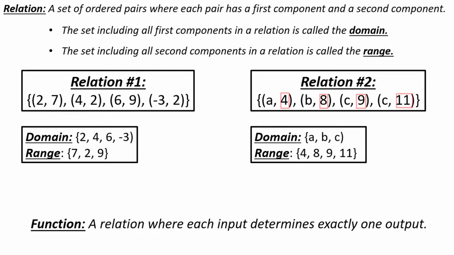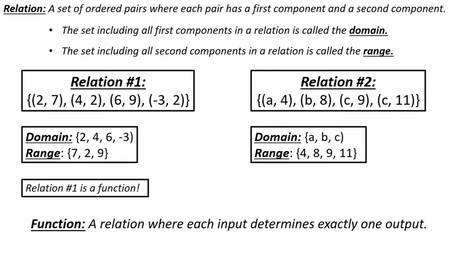A function is a relation where each input or first component determines exactly one output or second component. Our first example is a function. Each input only occurs once, so there is no issue. The output of 2 occurs twice, which is not a problem. If each input occurs only once, you will always have a function.